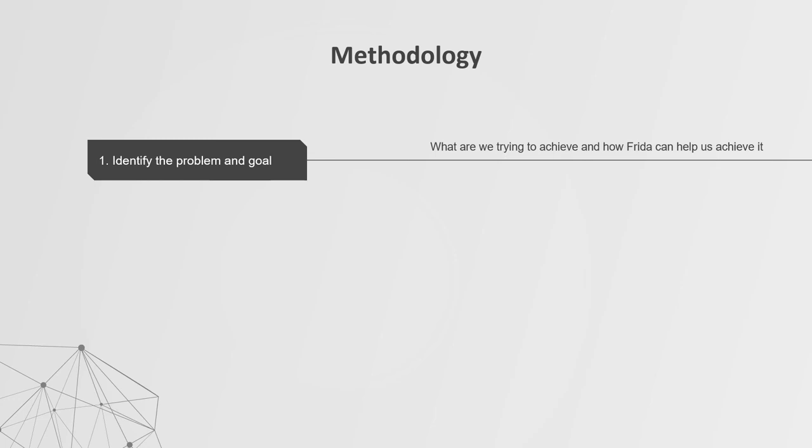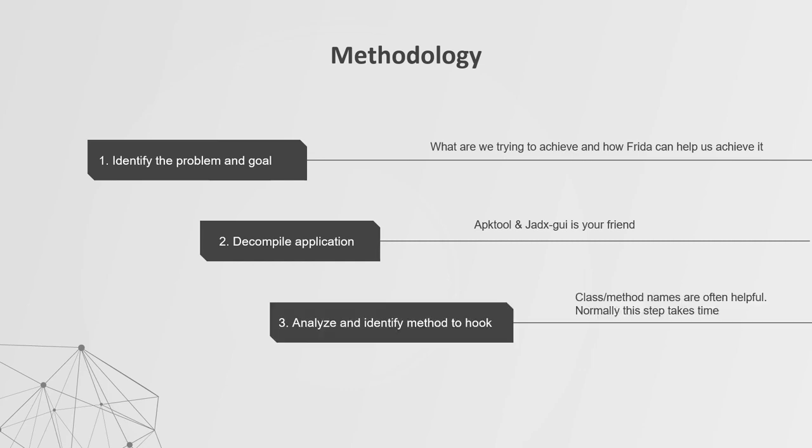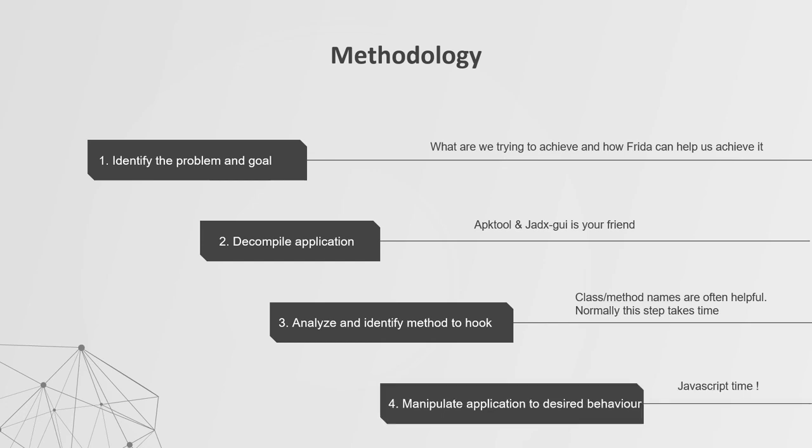Once that is defined and we know that Frida can be used to help us achieve our goal, we then try to analyze the application. We do that by first decompiling the app. APKTool and JADX is normally a very helpful tool that can help us with this. We then look at the source code and try to identify what we are supposed to hook. This step normally takes time, but once we know what to hook, we then use Frida to hook that method and change the app's behavior to how we want it to behave. Let's go through a simple example and apply this methodology.